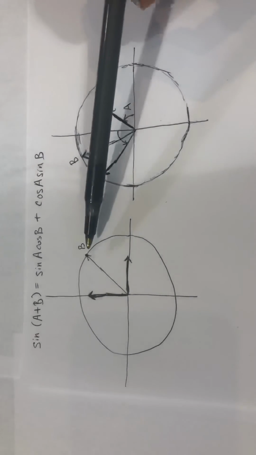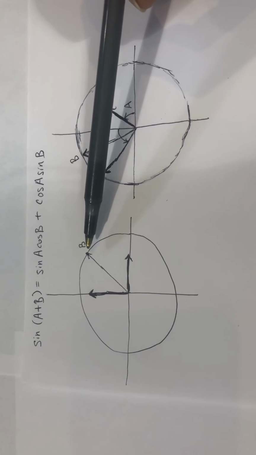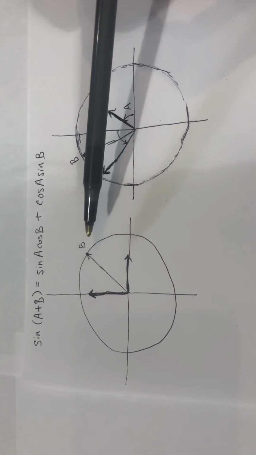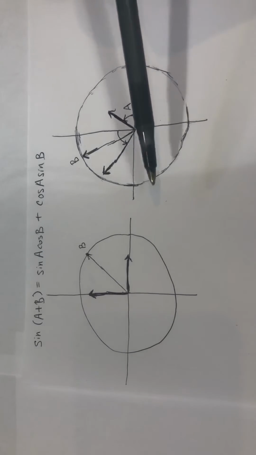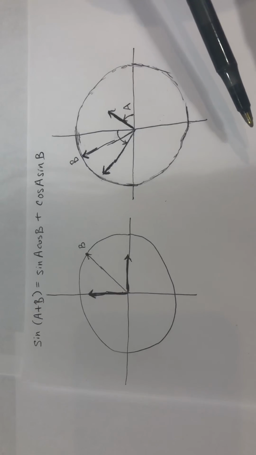Now notice in my proof, b started out in quadrant 1, but I think you can convince yourself it'll work no matter what quadrant b starts out in, and no matter what a is, and this proof works even if a and/or b are negative angles.